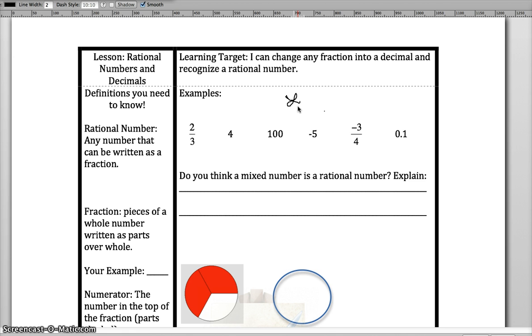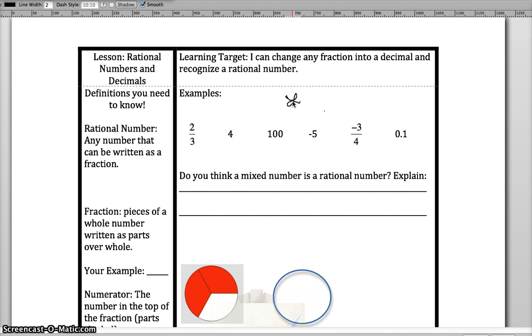All right, so for today, your learning target is: I can change any fraction into a decimal and recognize rational numbers. Now, I know that you've seen fractions before, and I know that you've seen decimals before, but we're going to really talk about them today and make sure that you totally understand them.